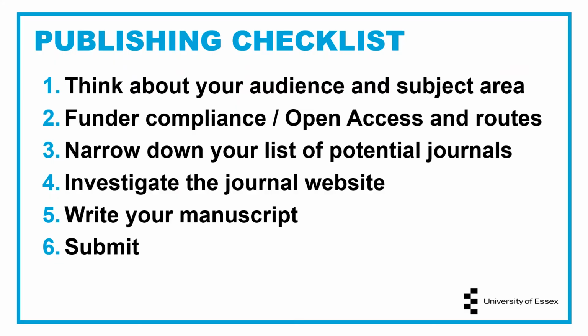This publishing checklist highlights the main things to think about when preparing to submit to a journal. Think about your audience and subject area to begin to focus on journals where the conversation around your subject is happening. Think about funder compliance if your research is funded and consider different routes to open access. Narrow down your list of potential journals using databases such as Scopus sources or DOAJ and use Think, Check, Submit to gain confidence in the journal's legitimacy. Investigate the journal website, paying particular attention to the scope and writing style of the journal. Write your manuscript tailoring it to the journal you have chosen. Then submit your paper to just one journal and one journal only.